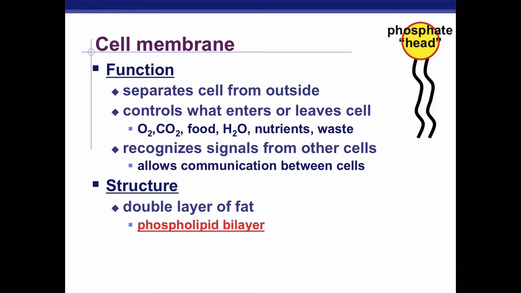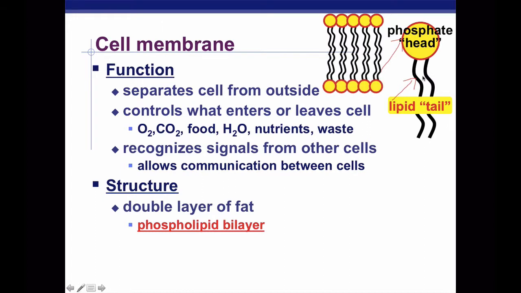On the right-hand side is a phospholipid. It has a phosphate head and a lipid tail. The phosphate head is hydrophilic, which means it loves water, and this lipid tail is hydrophobic, so it doesn't like water. And so when you put them together, they're going to go lipid tail to lipid tail. Receptor molecules can be embedded in the cell membrane, and they're made of proteins, and they help with attachment, like skin cell to skin cell to make that sheet of skin, which is our organ, or also for communication.